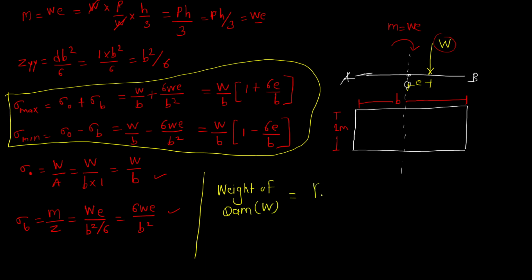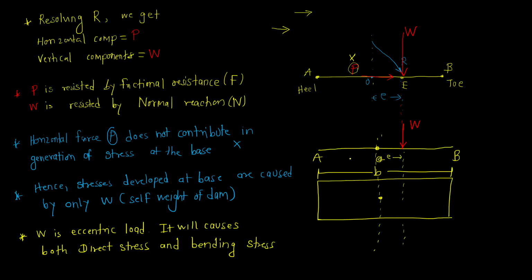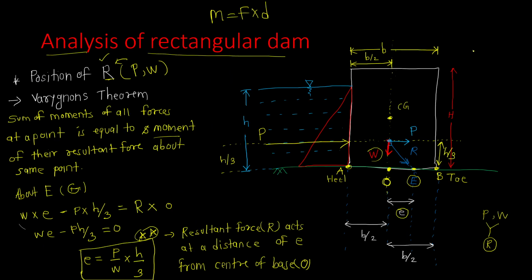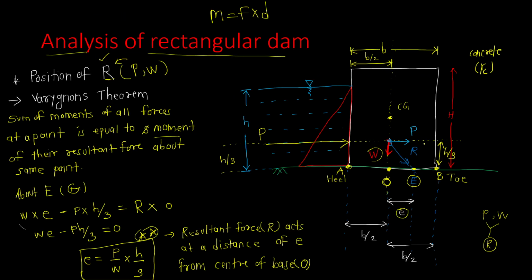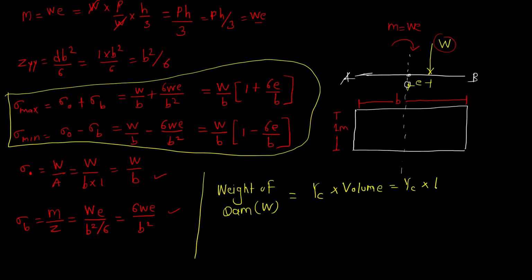It is equal to whatever is the material. Generally the dam is made up of concrete. So for concrete, the unit weight of concrete we will denote with gamma C. So unit weight of concrete gamma C multiplied by volume. How to calculate the volume of dam? Volume is equal to this B into H. Which H to use here? Capital H. B into H into 1. So this will give us the weight of the dam.